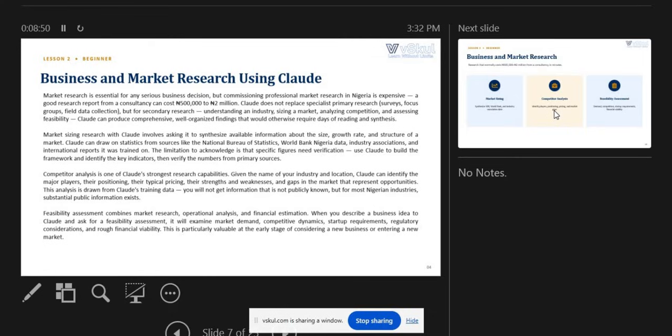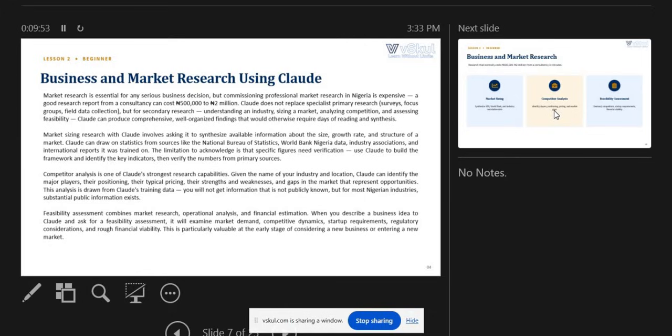The limitation to knowledge is that specific figures need verification, which means although it can give you all of this information, you also need to verify yourself to be sure, right? Use Claude to build the framework and identify the key indicators, then verify the numbers from primary sources. When you use Claude to get all these details, do the verification yourself to be sure that the value or data, the number it has given you, are correct. You don't assume they are correct based on what it says, because the values or the data or the report may have changed over time, but what is given to you may be stale detail. Meanwhile, a recent detail may have been released a few days ago that has not been made public yet. Okay, so this is very important.